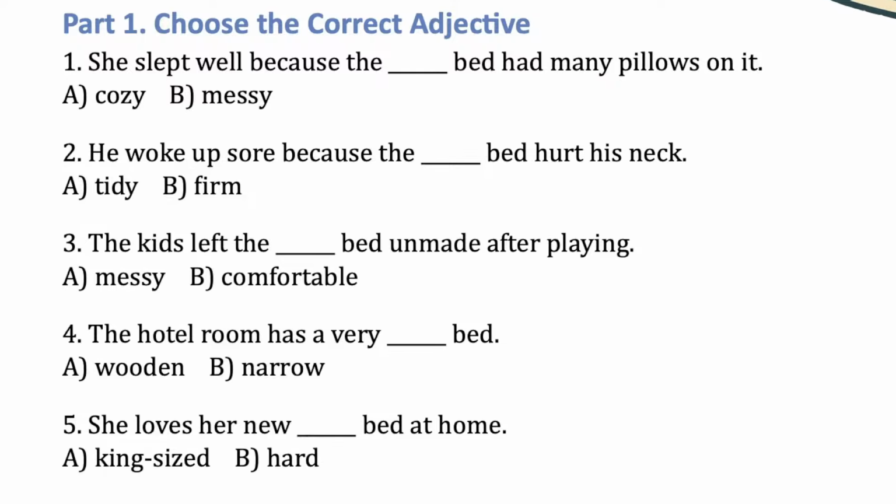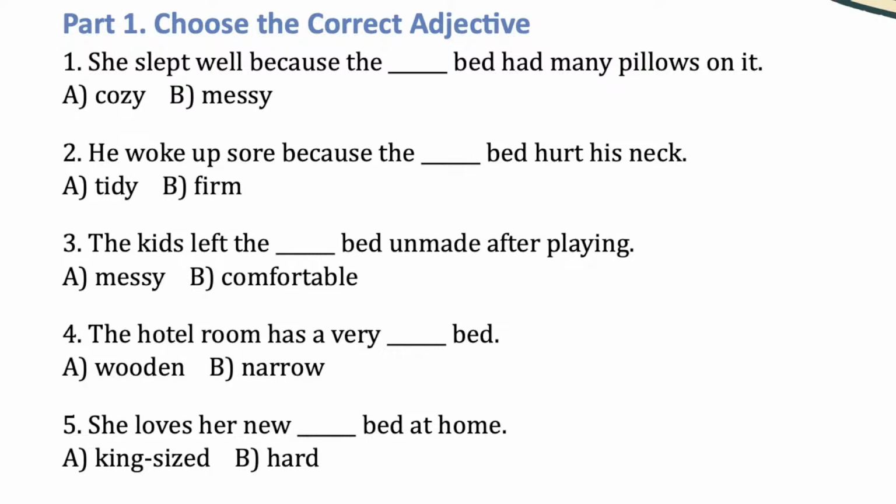Here we go. Number 1, she slept well because the cozy bed had many pillows on it. Cozy, cozy bed. 2, he woke up sore because the firm bed hurt his neck. Firm bed. 3, the kids left the messy bed unmade after playing.